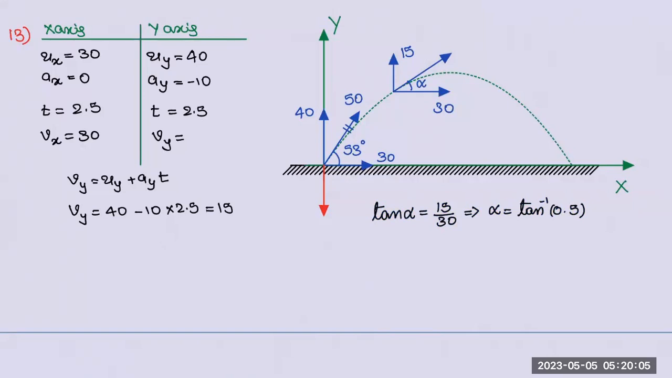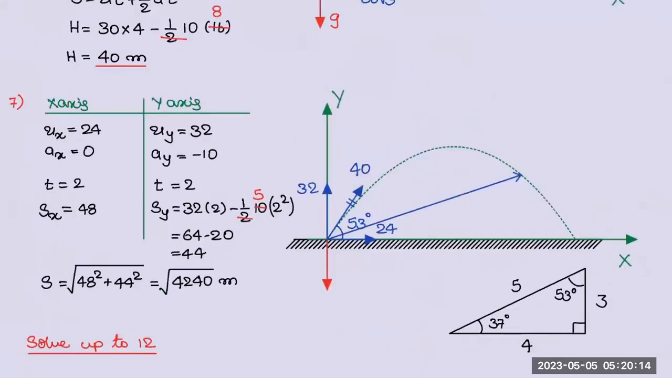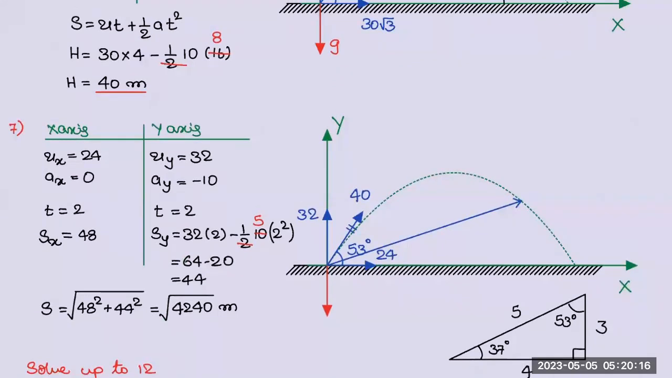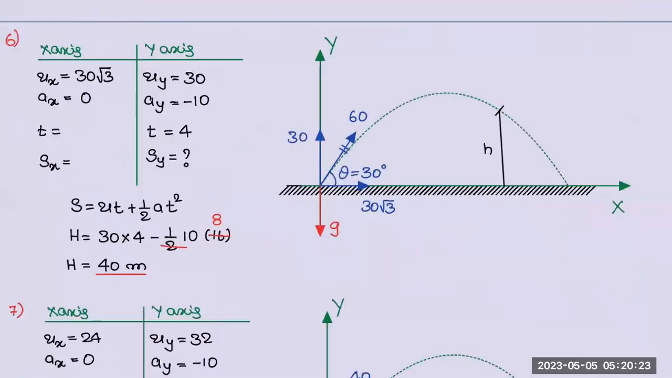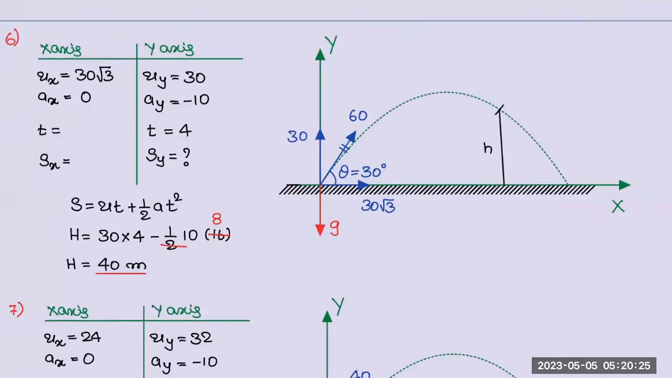Clear? So now concentrate. The idea I told you is that x and y are independent, and time is the key link between them. And the second link is what? Angle.